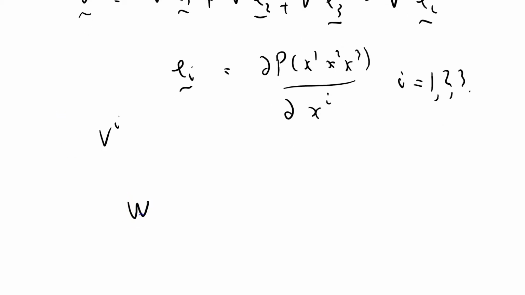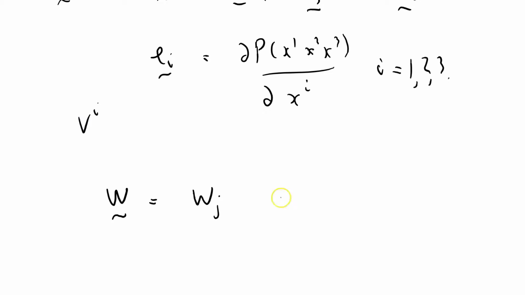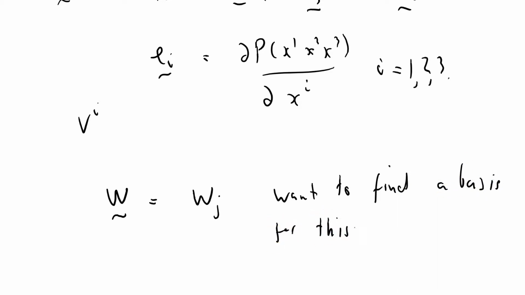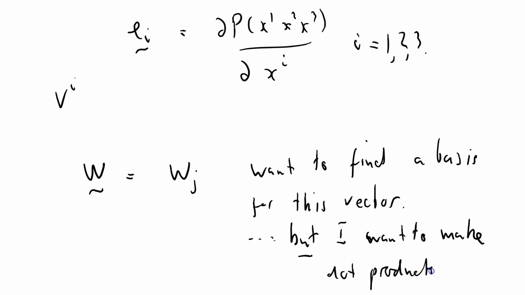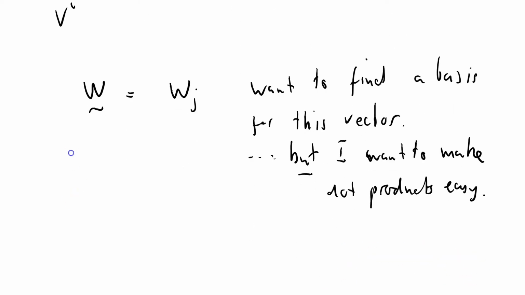Let's just say I've got w, with components w_j, with the indices, instead of being upstairs, downstairs. So what I want to do is find a basis for this. The bases are dead easy, I could expand it in any basis, but I want to make dot products work. Dot products are easy. Okay, so what do I want?